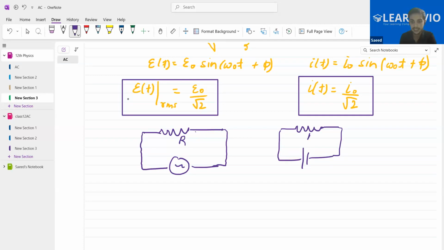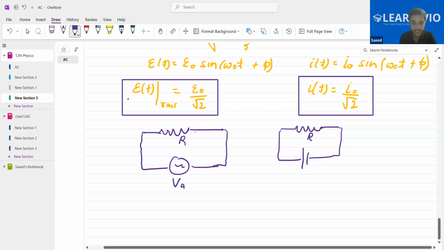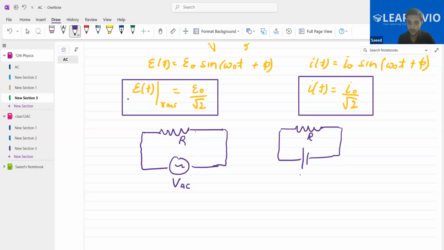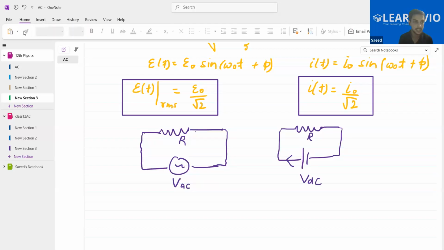This is R, and this is V of AC. We are using the potential, that is an AC signal. Yes or no? Yeah. And here we are using a V of DC signal. Yes or no? Yeah. In the DC signal, you can show the direction of current here.